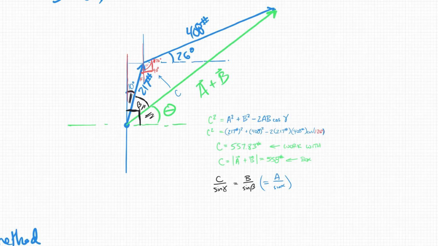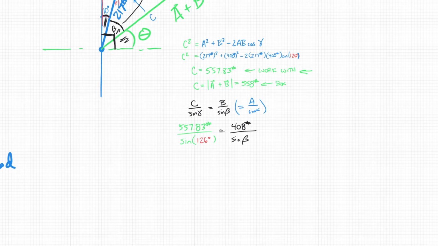So what we're going to do here is C, that's 557.83. I'm working with this one, divided by the sine of gamma, which I'll put in red, 126 degrees, equals, and then here we've got B, which the side across from beta is right up here, so that's 408 pounds, divided by the sine of beta, which is black. Okay, so we'll go ahead and solve this.